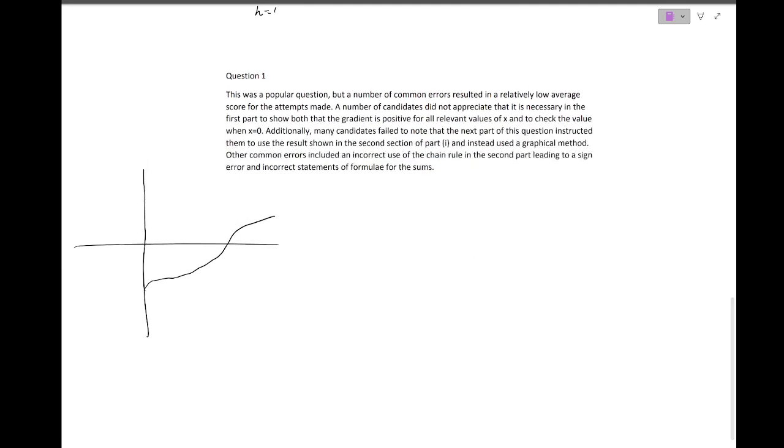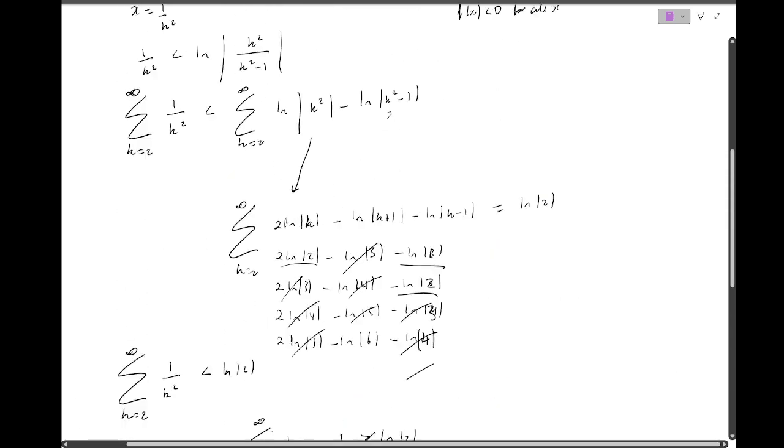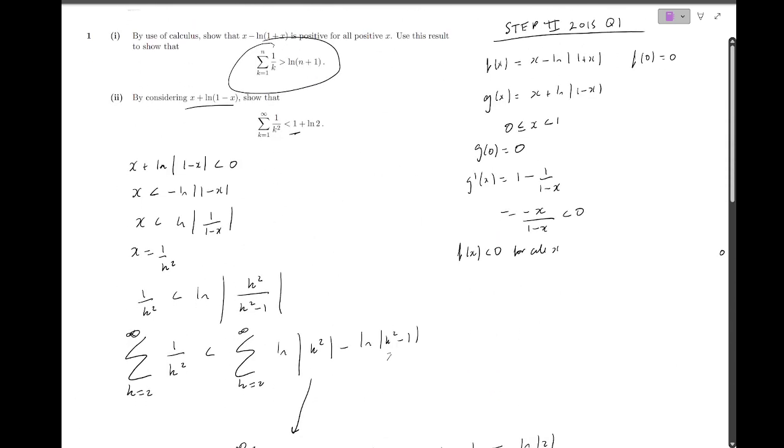Also, apparently, incorrect use of the chain rule. That's just, I'm guessing, a silly error. But yeah, not too bad of a question. But apparently, it seemed to be a bit tricky, which I can understand. It's a bit of a different one. It's not very long. It's actually a very short question, so you can really bag 20 marks on this very quickly.